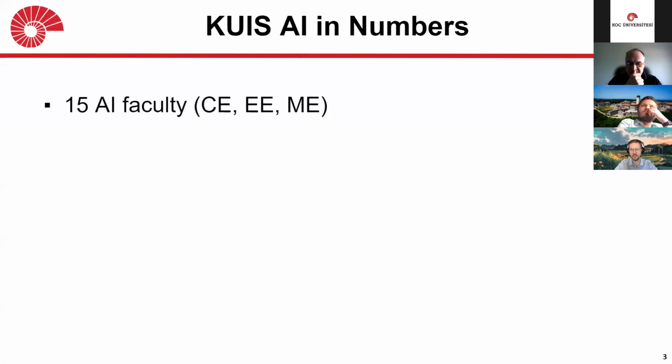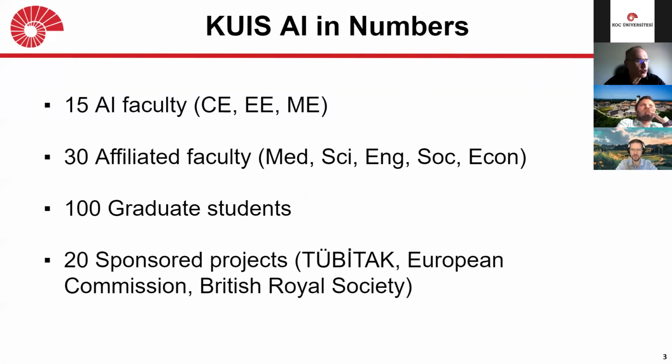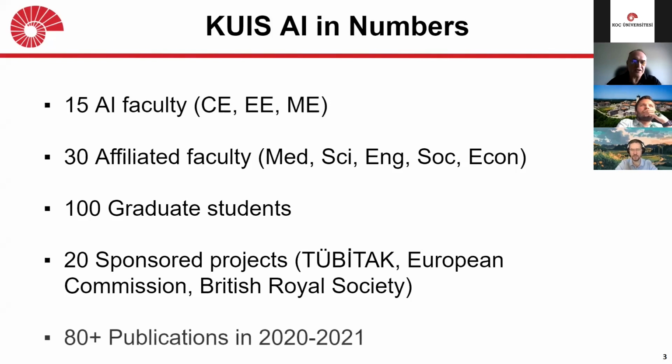To give you an idea about the size of our center, we have 15 faculty specifically working on AI-related fields, from computer engineering, electrical engineering, and mechanical engineering. We have about 30 affiliated faculty from other departments like medicine, science, economics, engineering, and social sciences. We have a little more than 100 graduate students right now. Last year, we were executing 20 sponsored projects. These are projects that are funded by TÜBİTAK, European Commission, British Royal Society, and other similar funding agencies. And finally, if you check our publication numbers, we had more than 80 publications in the first year of our founding.